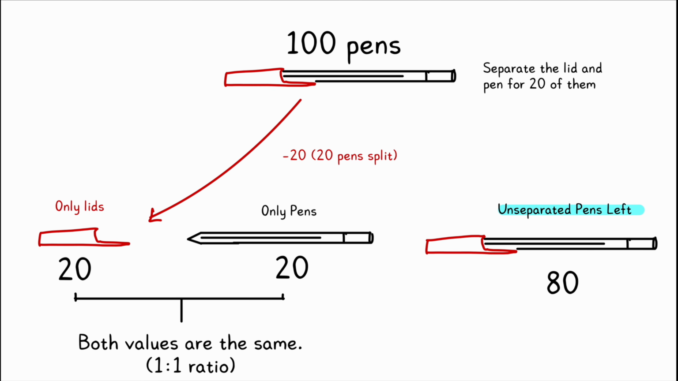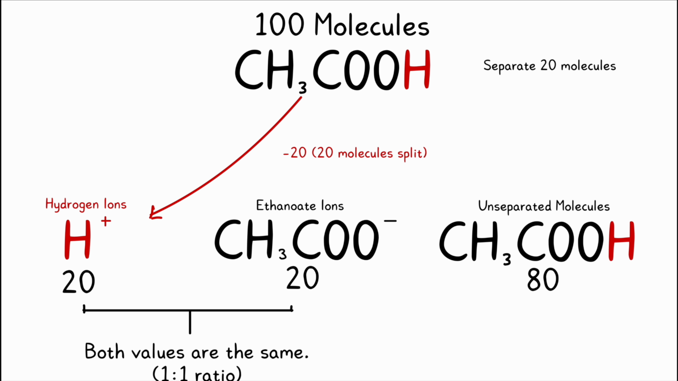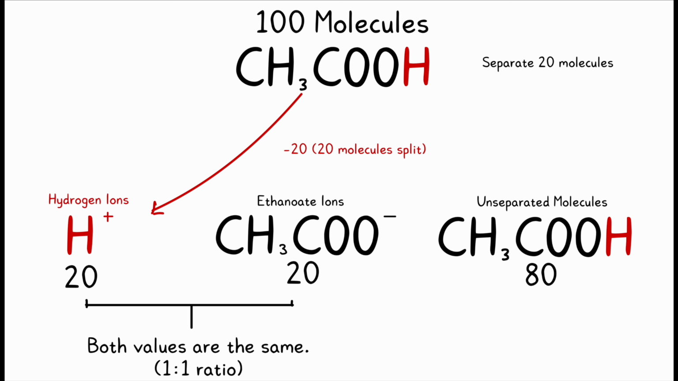If you don't seem to understand that kind of concept, let's look at pens. So if you had 100 pens and I separated 20 of them, you'd be left with 80 unseparated pens. But out of the 20 that did split, you'd get 20 lids and 20 of just the pens. And again, both values are the same. They have a 1-to-1 ratio, and that can be applied to ethanoic acid as well. Now, it doesn't have to be 20. It can be 40 that are splitting. It could be 60 that are splitting. It doesn't really matter, but the most important thing to take away is that they have a 1-to-1 ratio and they have equal concentrations in your calculations.